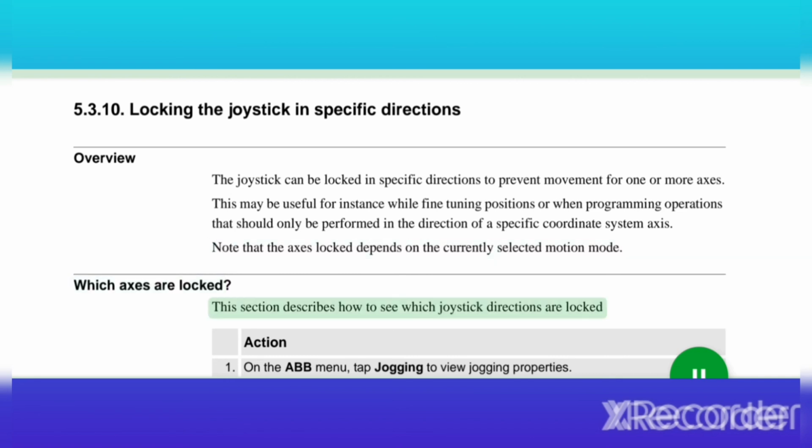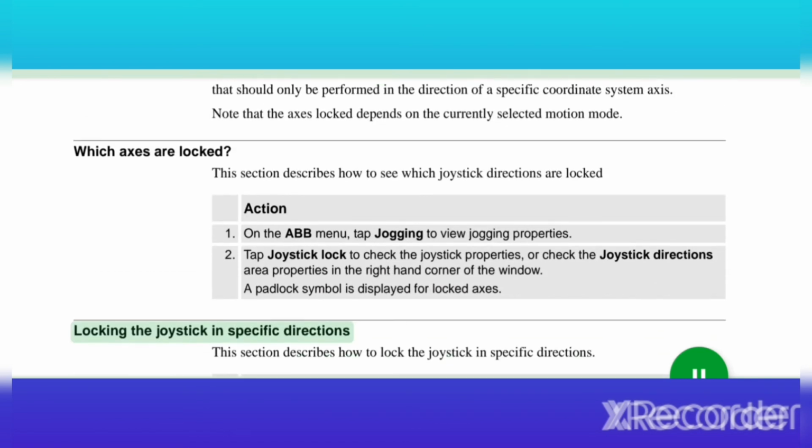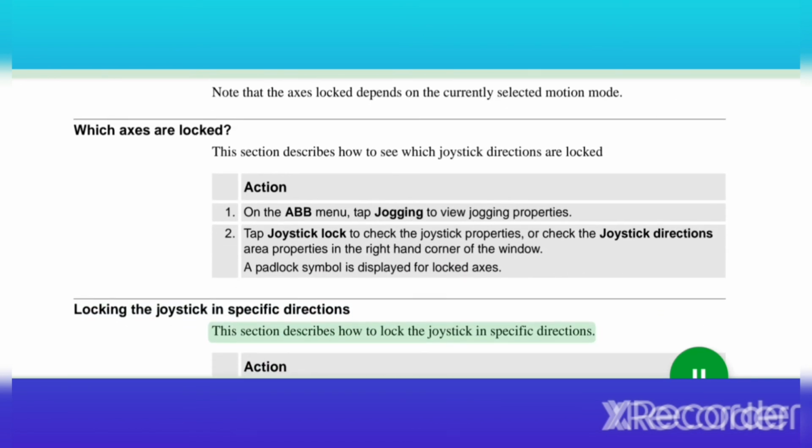Which axes are locked? This section describes how to see which joystick directions are locked. Locking the joystick in specific directions. This section describes how to lock the joystick in specific directions. Action. 1. On the app menu, tap jogging to view jogging properties. 2. Tap joystick lock to check the joystick properties, or check the joystick directions area properties in the right-hand corner of the window. A padlock symbol is displayed for locked axes.